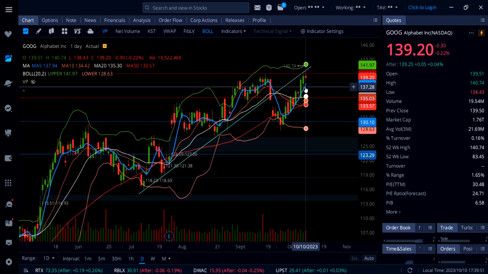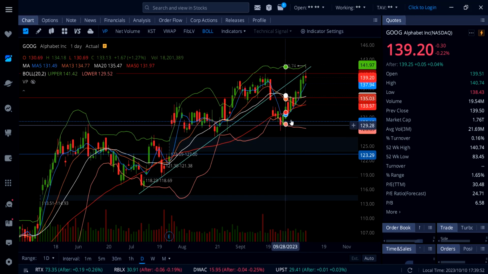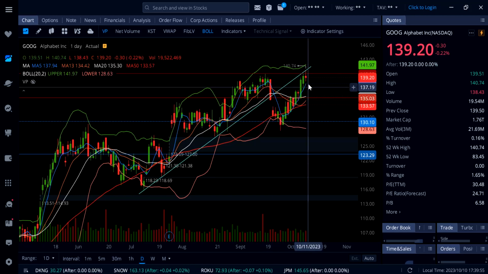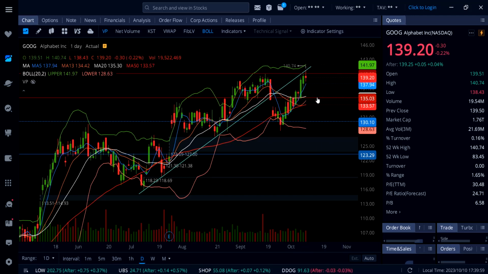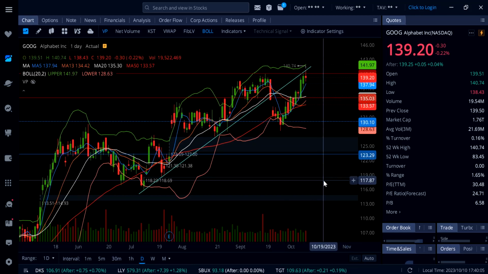to this 5-day moving average right here. And if this uptrend on Google breaks, this thing will come down to 135, and this is going to be a big level of support on Google stock. And then we can talk about more downside down to 133 to even 130.